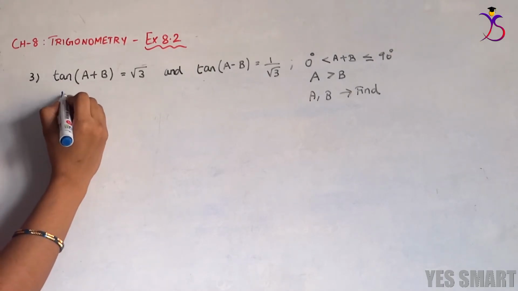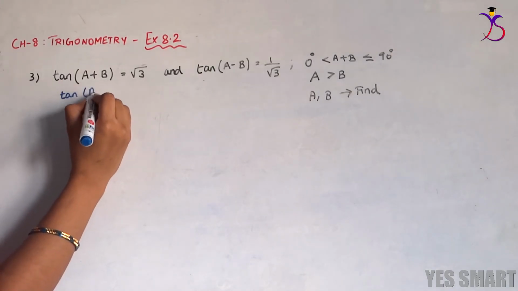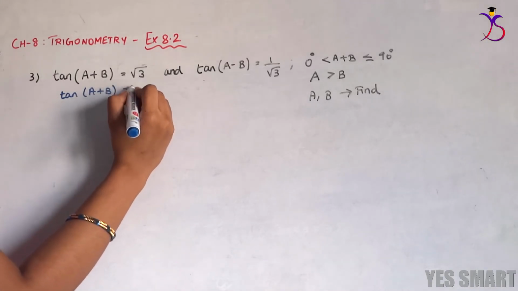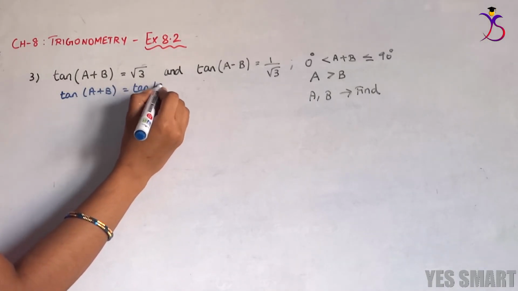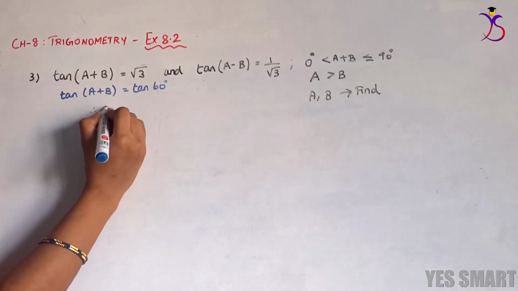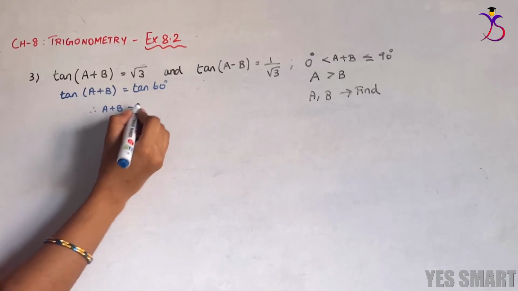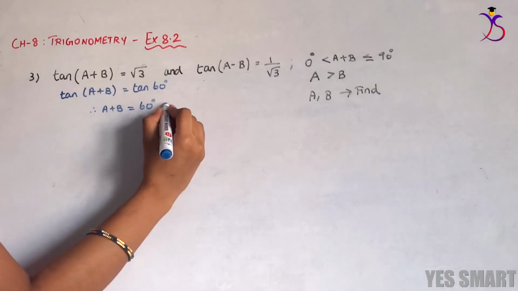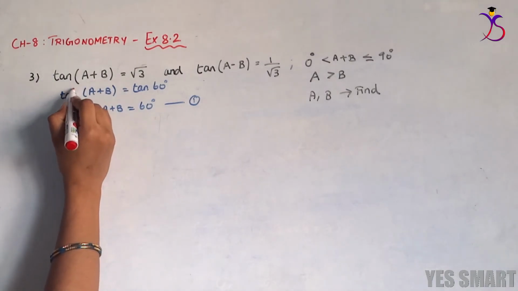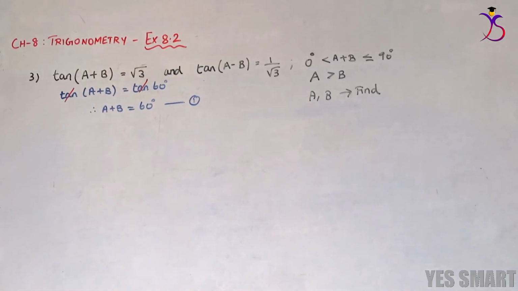Now taking the given term, tan (a plus b) equal to root 3. The value of root 3 can be written as tan 60. Now on cancelling tan on both sides, I'll get a plus b equal to 60 degree. So let this be equation 1. Similarly, I'm going to try for the other equation.